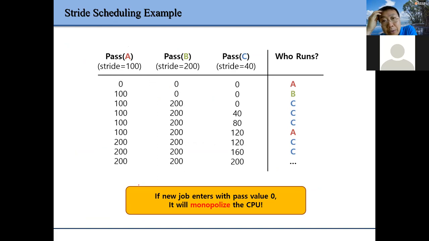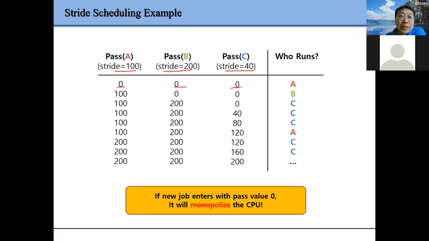So in the beginning, suppose we have three processes, A, B, C here. The pass value here is zero, okay? Then suppose the stride of A is 100, stride of B is 200, stride of C is 40. Remember, stride is inversely proportional to the ticket number. Which means if a process has a lower stride, then it should be scheduled relatively more often, right?